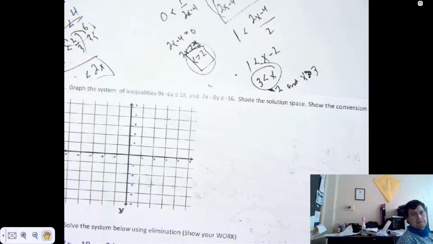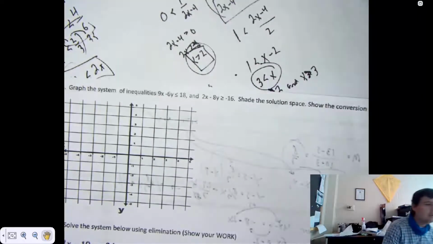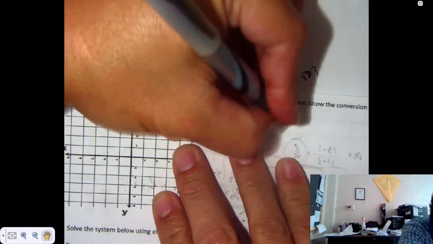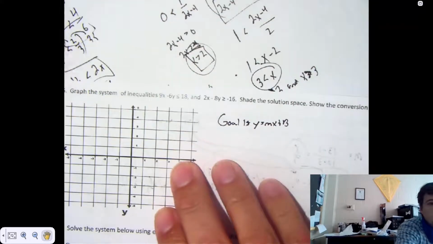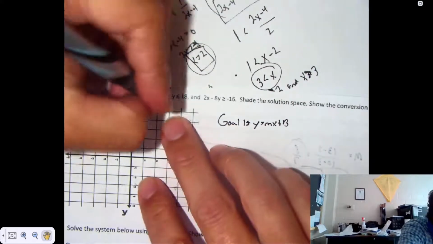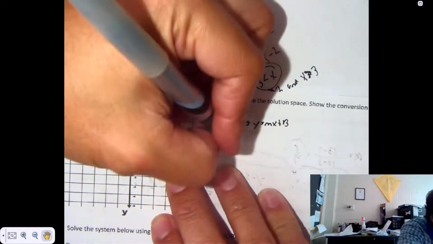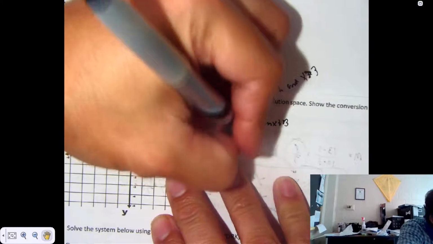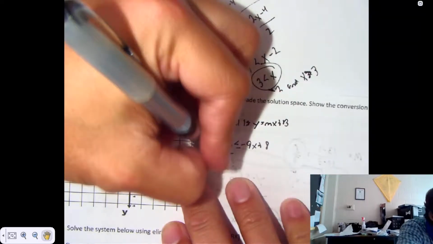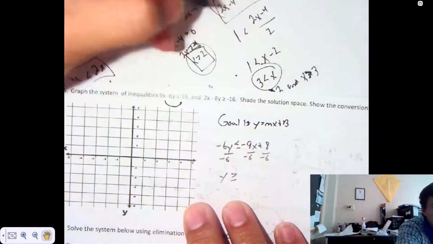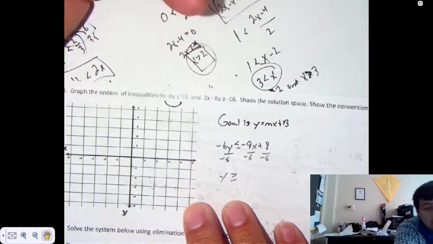I graph this system of inequalities. This is where the goal is y equals mx plus b. I'm in a hurry, so I'm just going to save a little bit of time. I'm going to subtract 9x: negative 6y is less than or equal to negative 9x plus 18. Then I'm going to divide out this negative 6. When you divide by a negative, you've got to flip the inequality symbol.